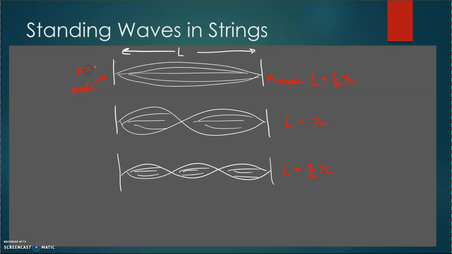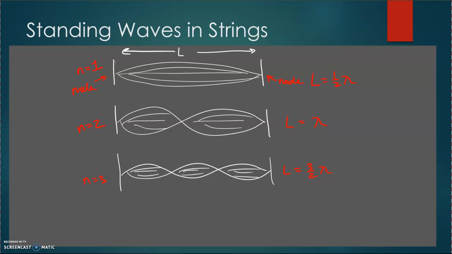This is called our fundamental, or the first harmonic. And so we give each of these n numbers. This first one represents the lowest frequency, or the longest wavelength that can fit in this length. So this is the largest wavelength, the lowest frequency that can fit. And we say that that's n equals 1, or the first harmonic. The second harmonic we call n equals 2, which has twice the frequency, or half the wavelength of the first harmonic or fundamental. And then we have n equals 3.